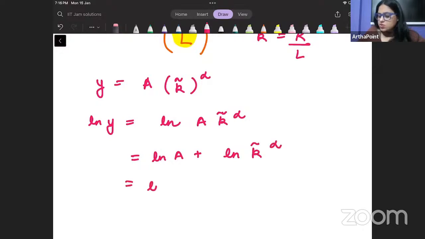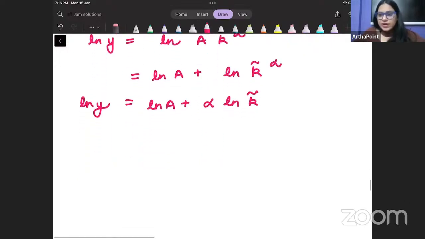Just open this up, beta. This is going to be ln A. Power will come down, ln k curl. This will be ln y. इतना हो गया. Now we have to find the growth rate.